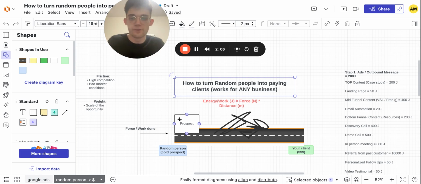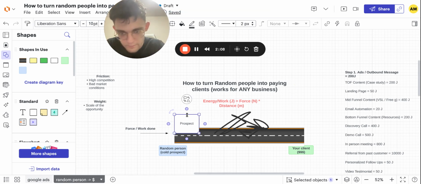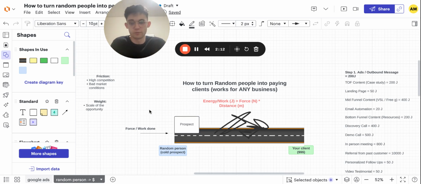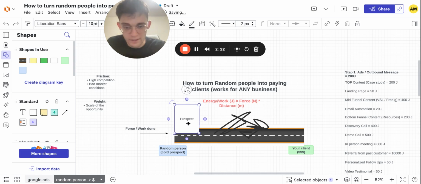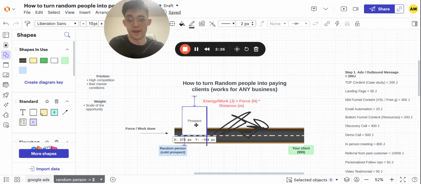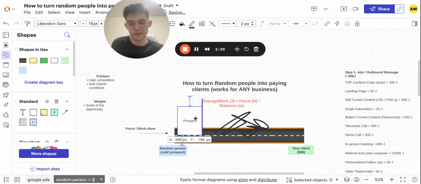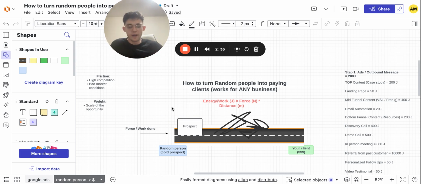And also another thing that might affect this journey is the weight of the opportunity. So let's say I'm a real estate agent, and I'm dealing with a multi-billion-dollar real estate investor. This opportunity, it's not like this anymore. It becomes like this. So it becomes a lot heavier for me to push this object all the way down here, as well as all this friction. So those are the two things we need to keep in mind in this equation. Let's go back.